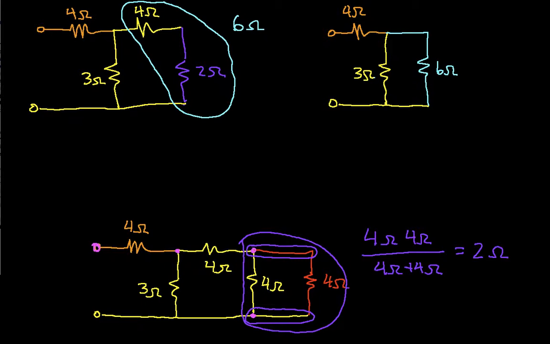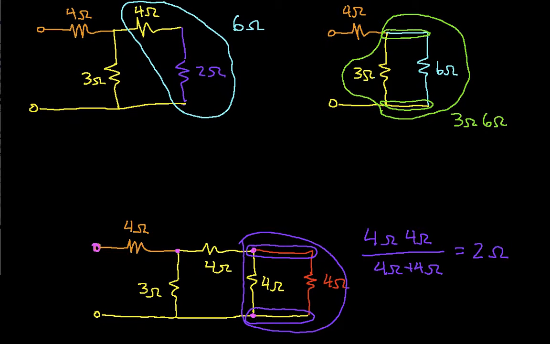Again, I look at my circuit and I discover now that I have a 3 ohm resistor in parallel with a 6 ohm resistor. Again, they're in parallel because they're connected between the same 2 nodes. So 3 ohms in parallel with 6 ohms will give me 3 times 6 over 3 plus 6, which turns out to be 2 ohms. So this parallel combination is 2 ohms.